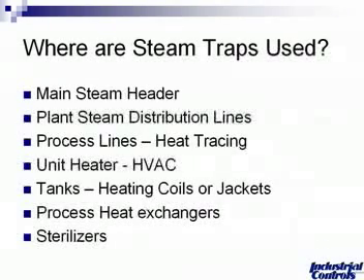Here's a good example of where our steam traps are used. Steam traps are used in main steam headers, plant steam distribution lines, in your process lines for heat tracing. They're used at unit heaters for HVAC, at tanks for heating coils or jackets for your process, for process heat exchangers, and for sterilizers for pharmaceuticals.